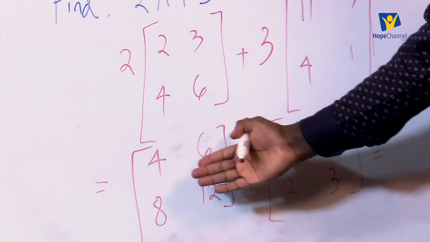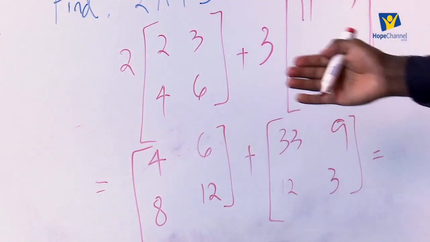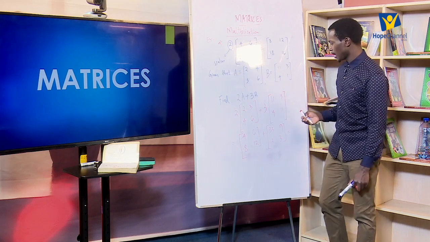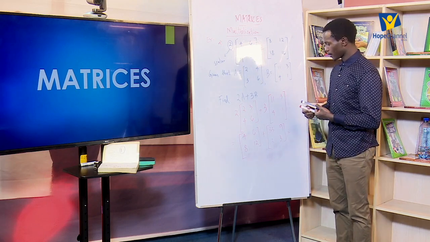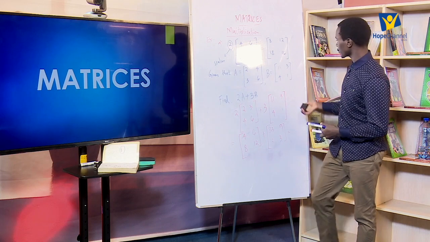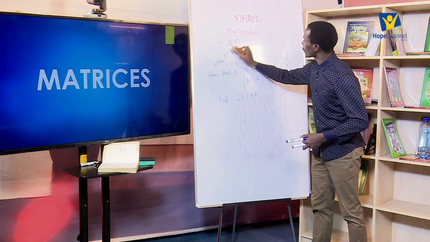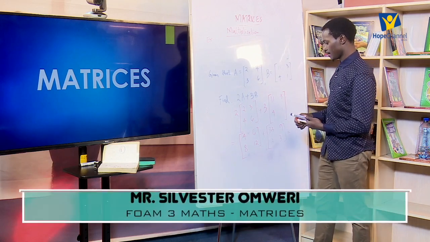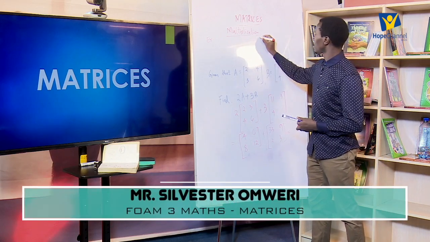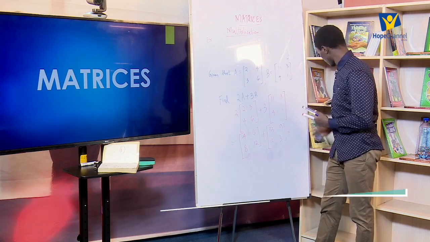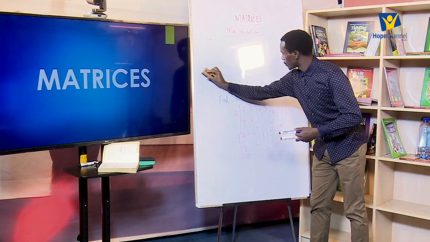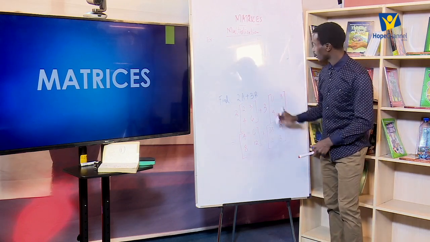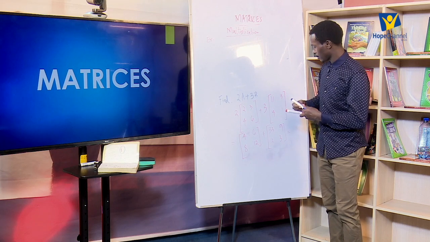So after getting that solution, after multiplying, now we can add the individual elements according to their positions. So by adding, we need to get the answer. Adding 4 plus 33 gives us the answer as what? So let me clean this part here so that we get to do the answer. So 4 plus 33 is 37.